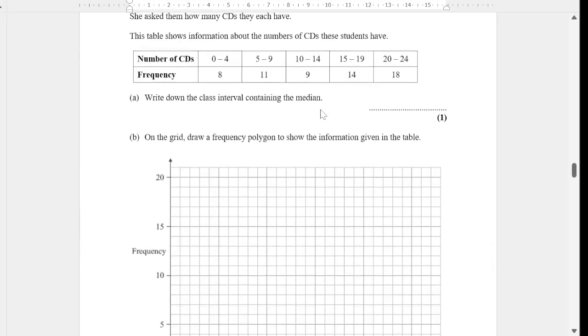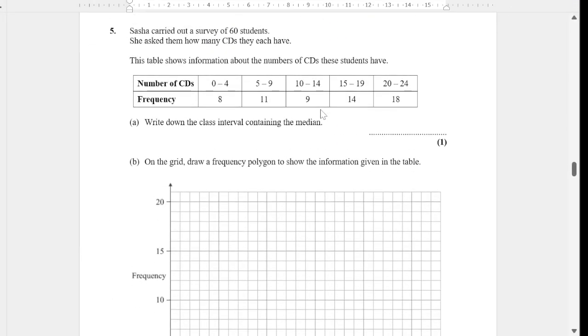Okay, and question 5. Sasha carries out a survey of 60 students. She asks them how many CDs they each have. This table shows information about the number of CDs the students have. Write down the class interval containing the median. Well, if we've got 60 students being asked, then technically our median is going to be 30.5. So to find the 30th and the 31st value.